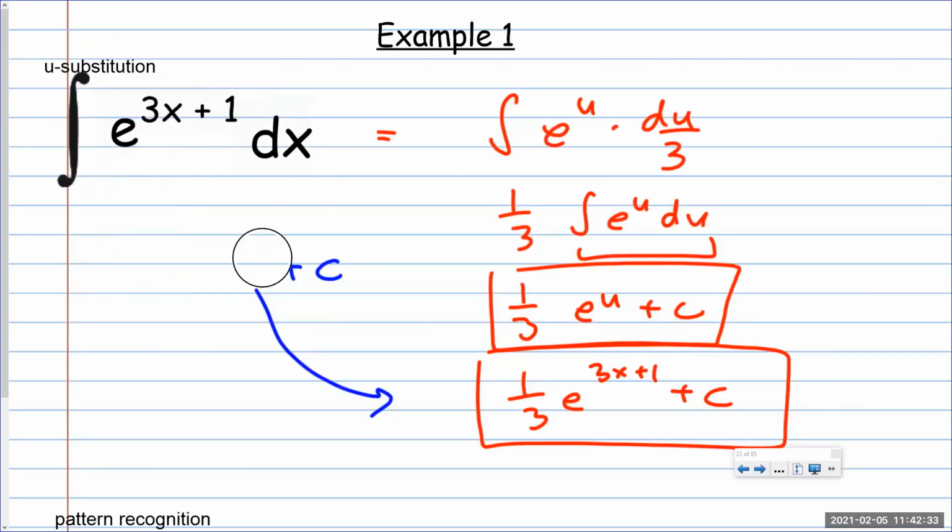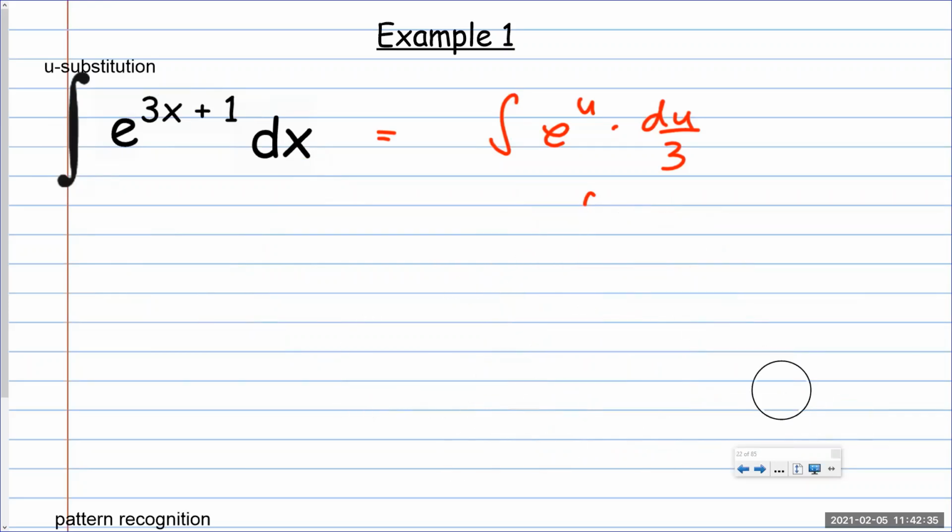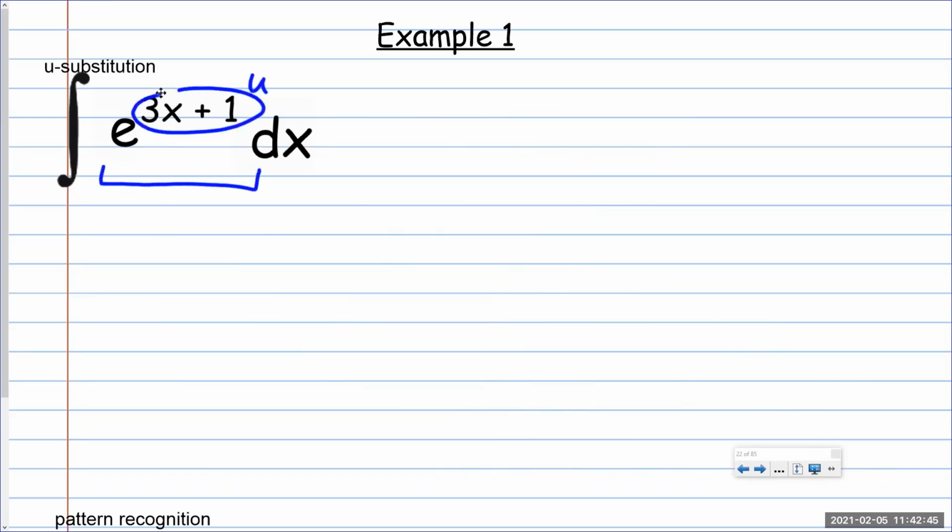Okay, look at this problem. At first glance, this looks really hard. But let's take a look at this. I bracket it in, and I circle this, and I say this is my u. Then I say, is this on my formula sheet? Do I have an integral of e to the u? Yes. So the integral of e to the u is e to the u.